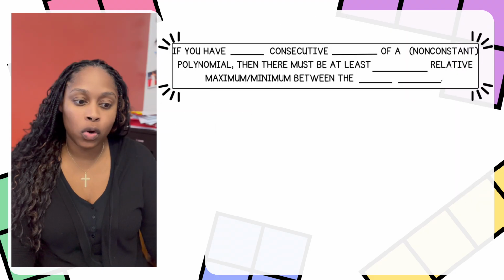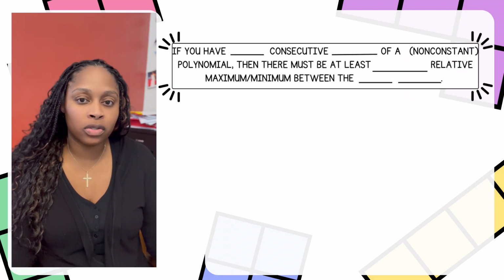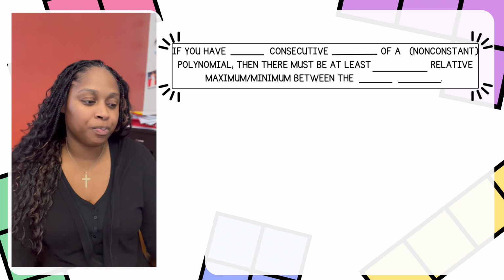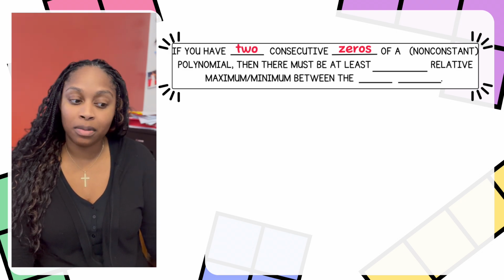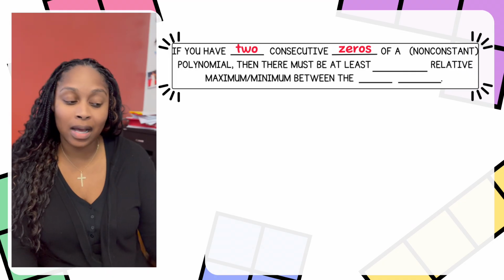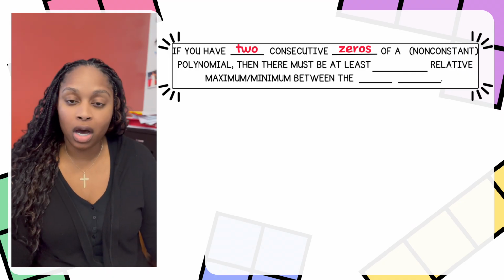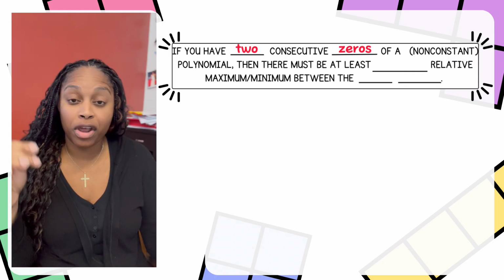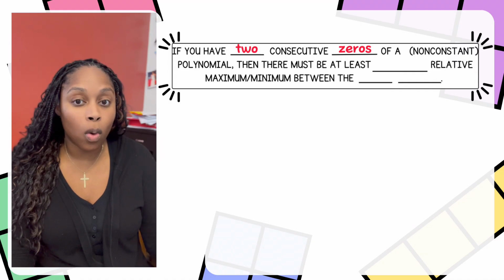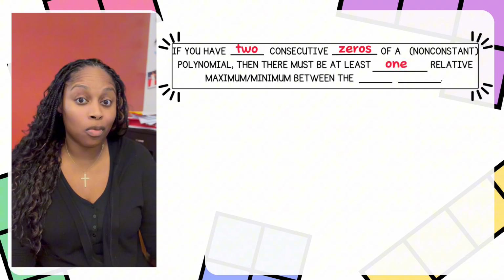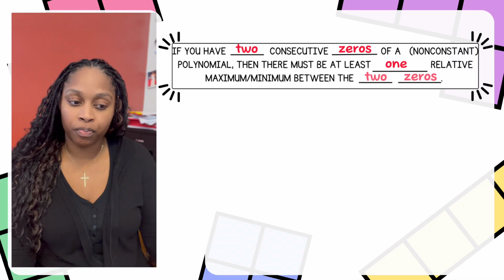Okay, so moving on to this next concept. And this is going to help us when we don't have a calculator. If you have 2 consecutive zeros of a non-constant polynomial, and when I say non-constant, I mean that the degree of the polynomial is at least 2, then there must be at least one relative maximum or minimum between the 2 zeros.